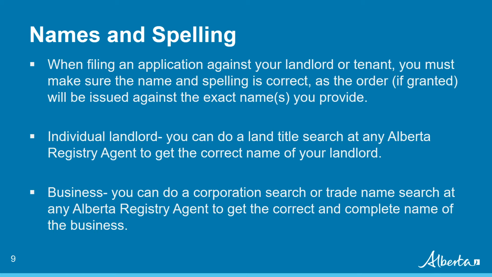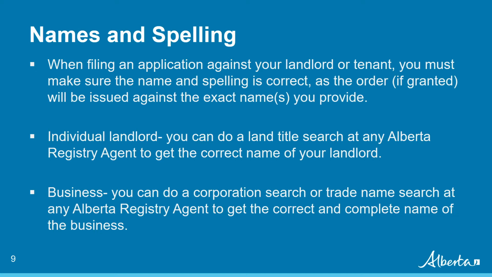Individual landlord. When filing a claim against an individual landlord, use the full first and last name of each person you are filing the application against. Do not use initials, because initials do not sufficiently identify the person being claimed against. If you are not sure who owns the rental property or how to properly spell their name, you can do a land title search on the rental premises address to identify the owners. This can be done at any Alberta registry agent.